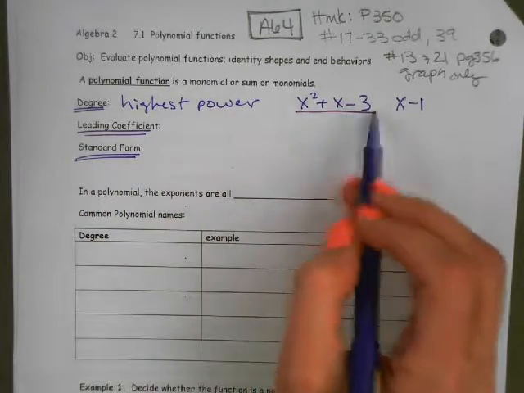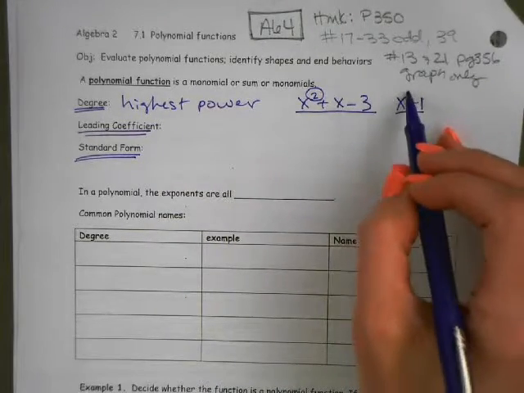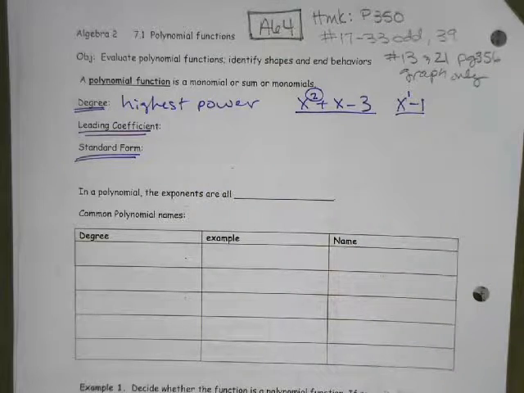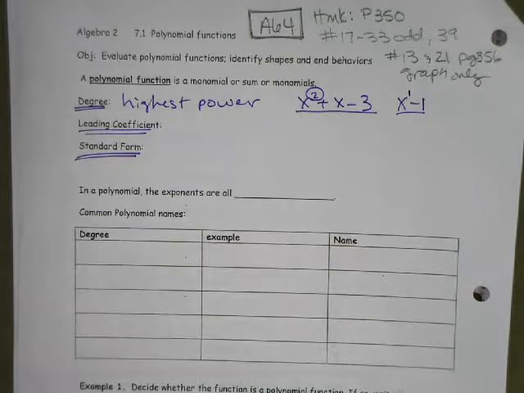So this one right here has a degree of 2 because 2 is the highest exponent. The degree on this one is 1 because that's the highest exponent. So if someone asks what's the degree of the polynomial function, you put it in standard form, and whatever the highest exponent is, that's the degree of the polynomial.